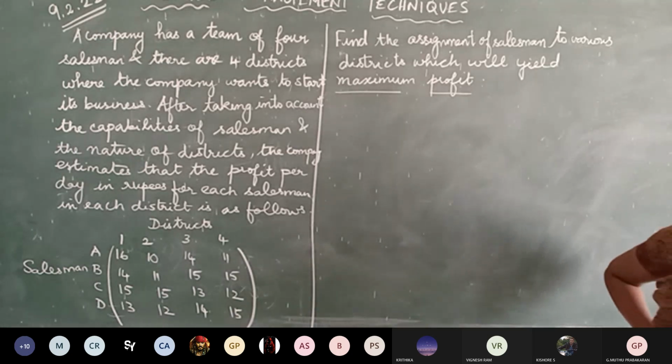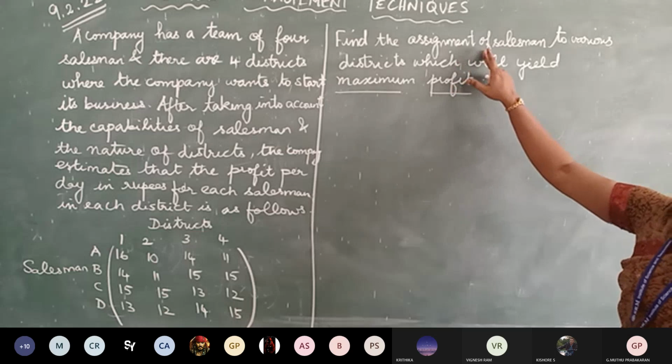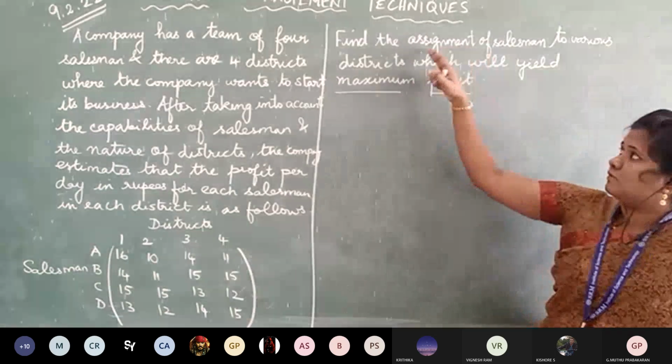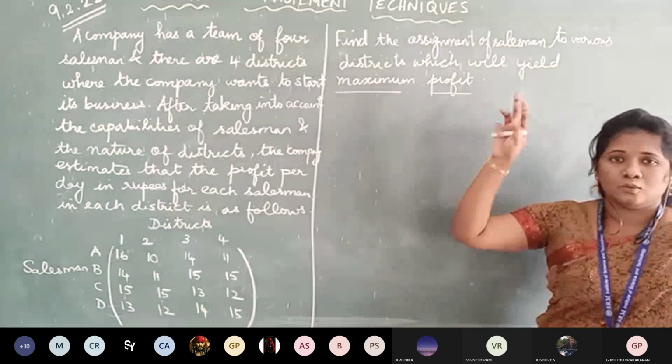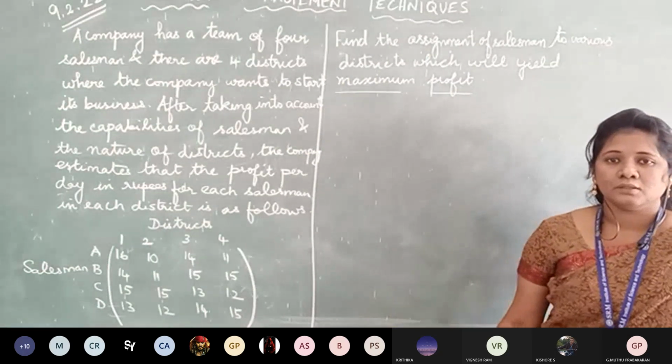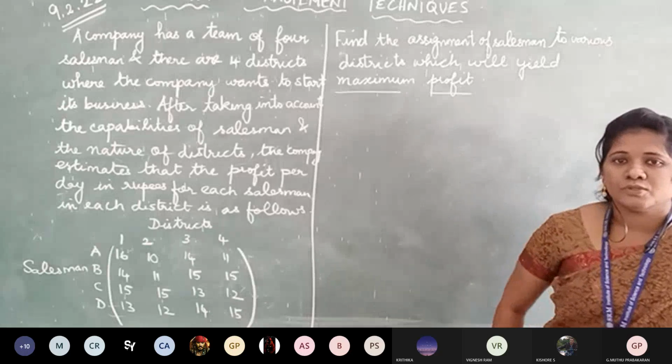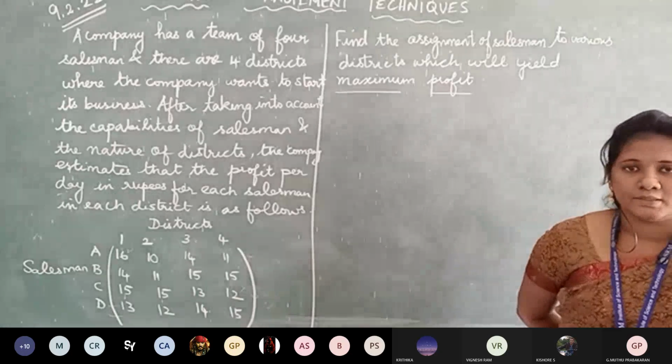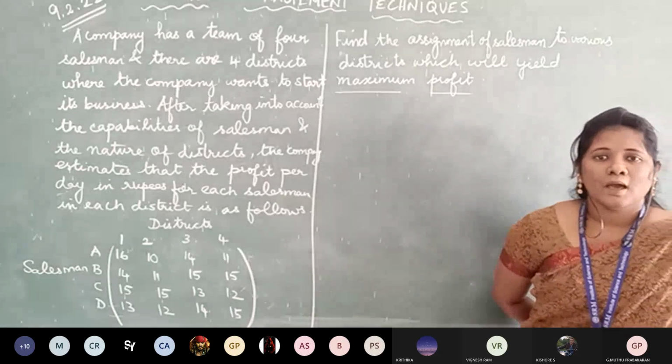So you will see that this is an assignment problem from the question. They've given you assignment of salesmen. Otherwise they will give you transportation. If they have given a transportation problem, you will use transportation. You'll be given supply and demand. Here there's no supply and demand.